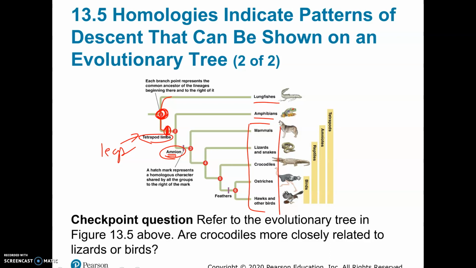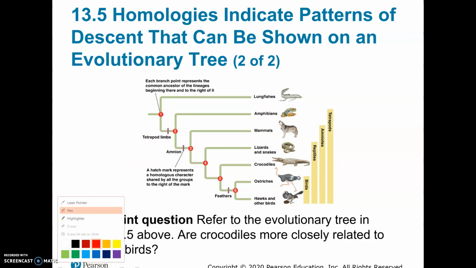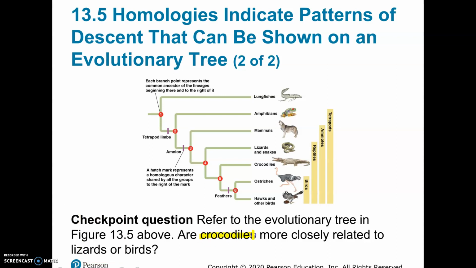Here's my point. A lot of people have trouble reading these because they don't understand how to do it properly. They look at the right side and they think that everybody who's next to each other is most closely related. Let me show you, for example. So this question says, are crocodiles more closely related to lizards or to birds? Now, I asked this exact question in class, and most people said lizards. Well, let me show you why that's not correct.